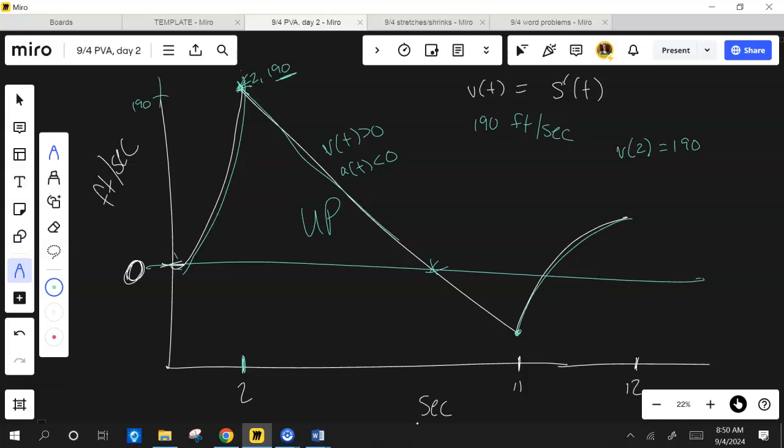When did the parachute pop out? We already talked about that a little bit. 11 seconds. Not here when it changed directions. Going up, it starts falling. It doesn't pop out until 11 seconds, and that's whenever you see this shift in velocity, right?